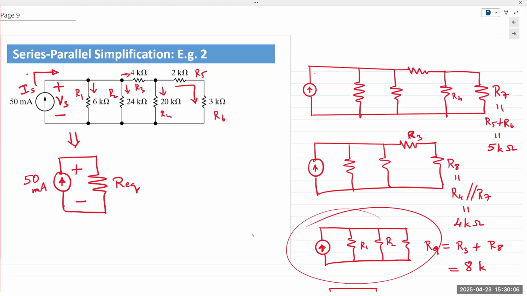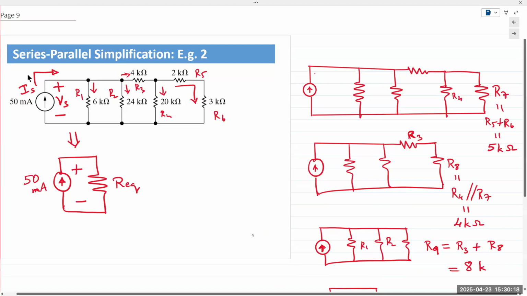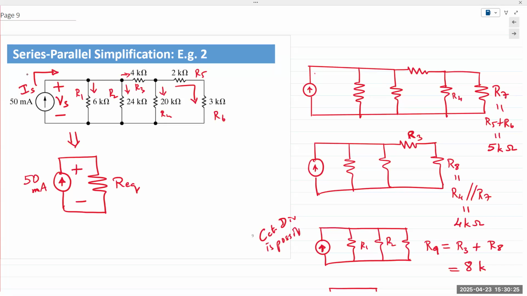There are multiple possibilities depending on what quantity we need to find. Okay, we could apply current division. So current division, let me read the full form if you're not familiar. CCT div is possible at this step. So if the question was find the current flowing through R2, right? Current flowing through R2, you could apply current division and figure it out that way.